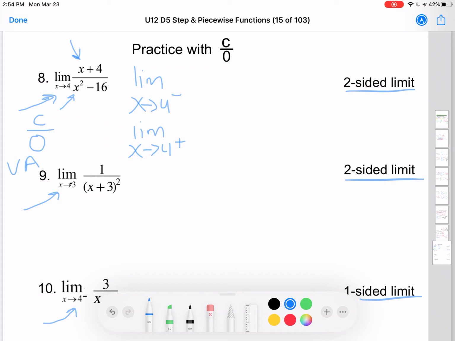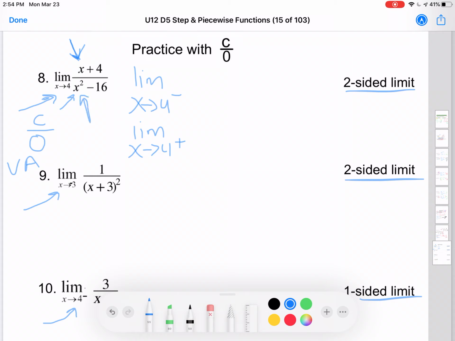All right, so let's see. If I'm going to approach from the left, I'm going to use something a little bit smaller than 4. So maybe I'll use like 3.9. If I put in 3.9 in here, 3.9 plus 4 is a positive.